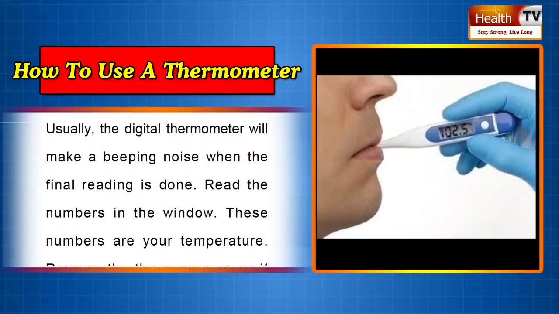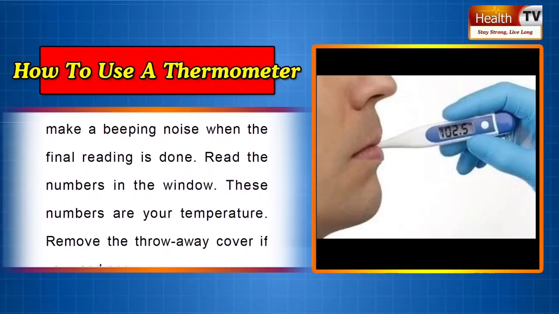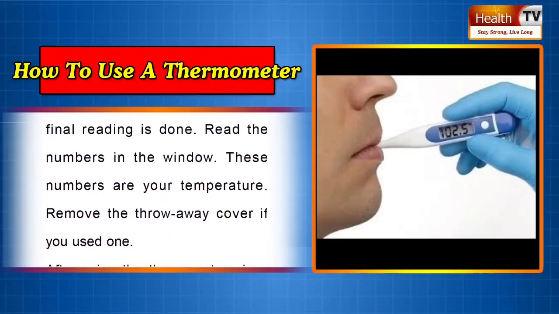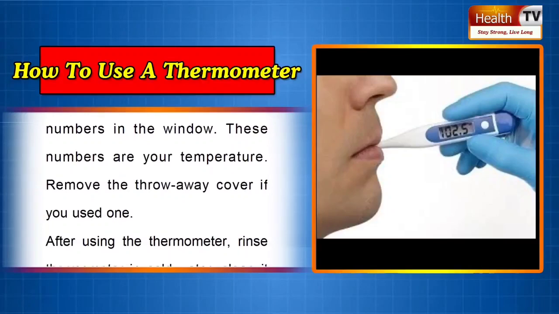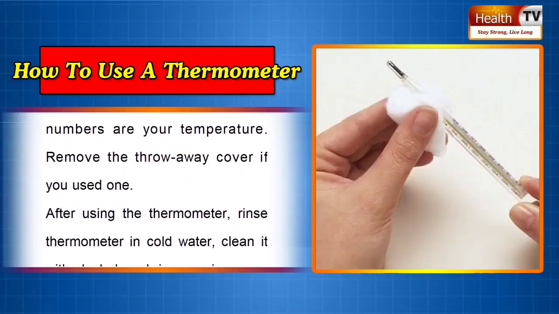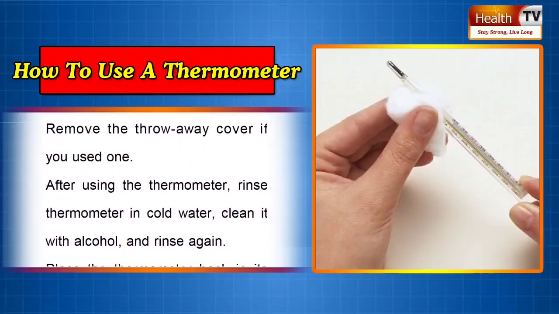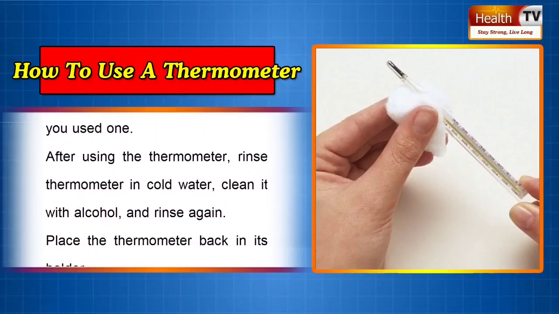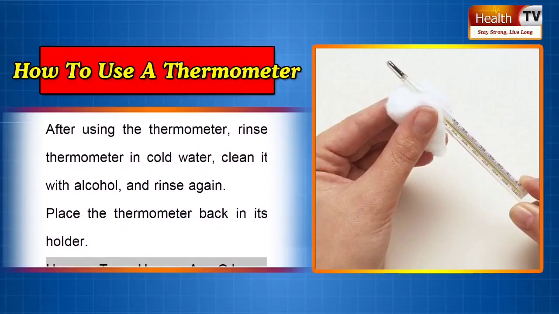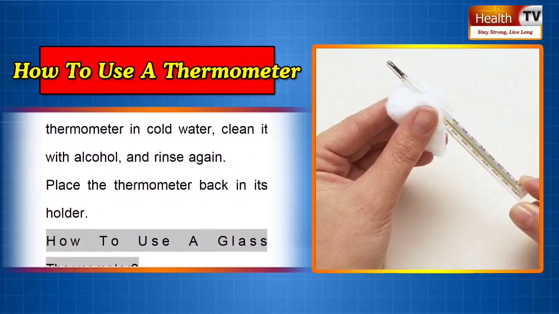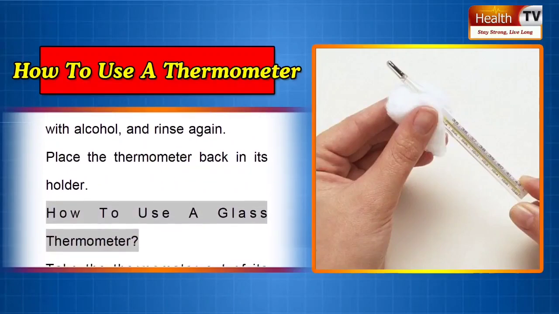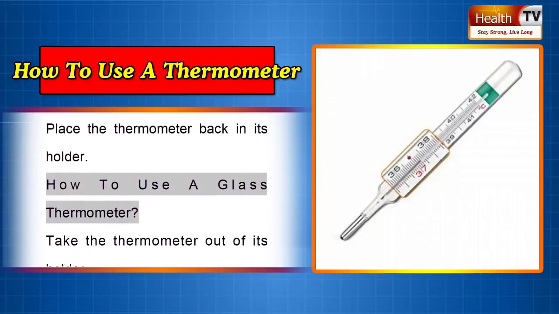Read the numbers in the window. These numbers are your temperature. Remove the throwaway cover if you used one. After using the thermometer, rinse it in cold water, clean it with alcohol, and rinse again. Place the thermometer back in its holder. How to use a glass thermometer.